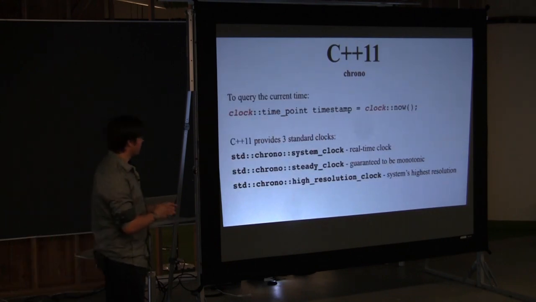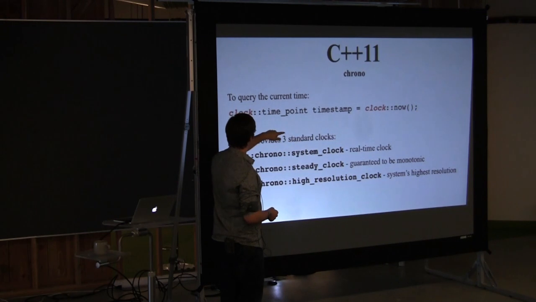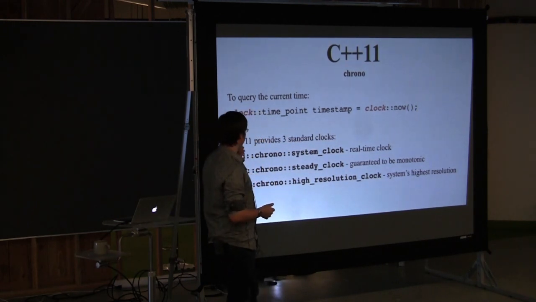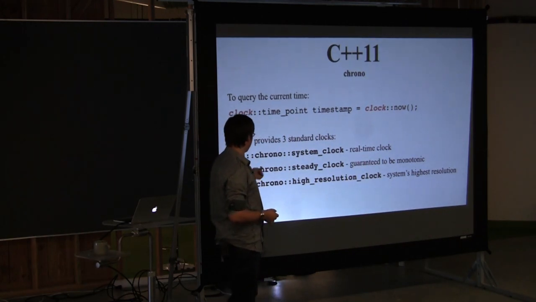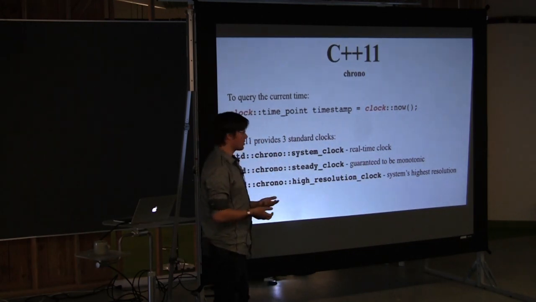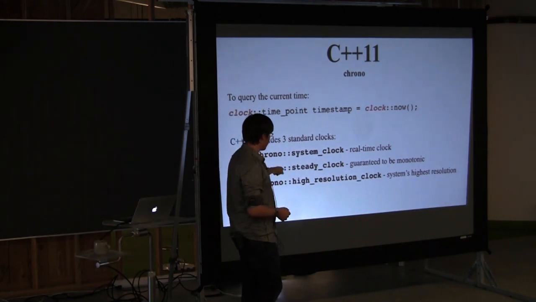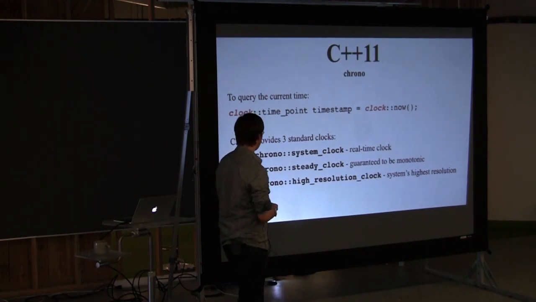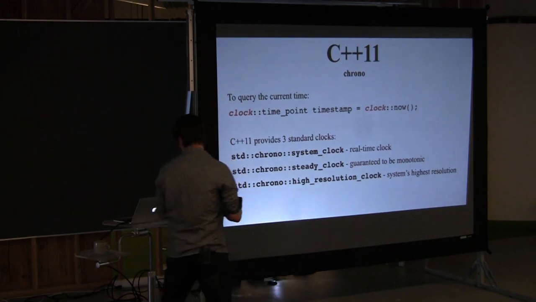What you do to query the current time is that you call now on a clock, and you get a timestamp or a time point back. The standard introduces 3 standard clocks. System clock, which is the real-time clock like time. There's a steady clock, which is guaranteed to be monotonic, which I would imagine will be very popular. And high resolution clock, which is the highest resolution you can find on this system.